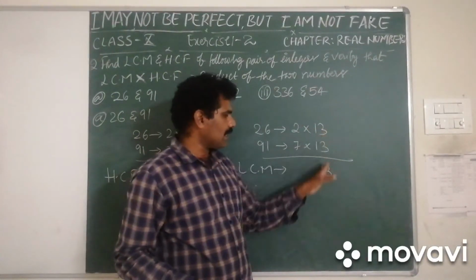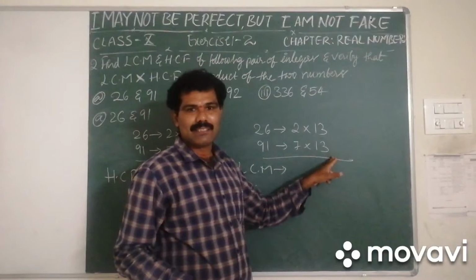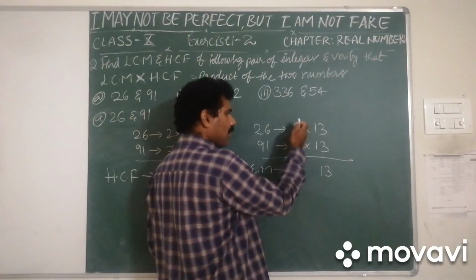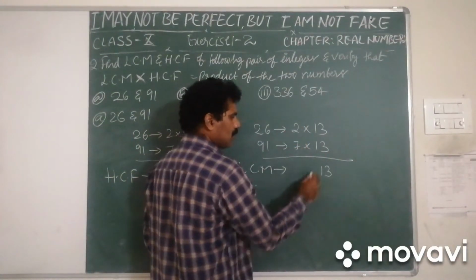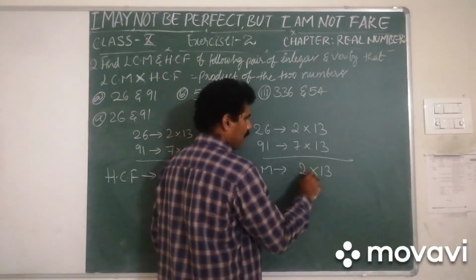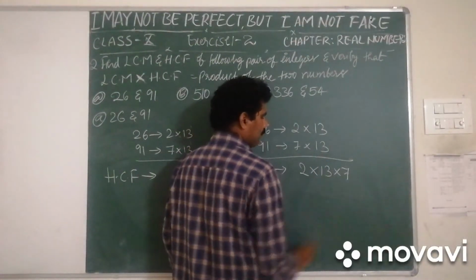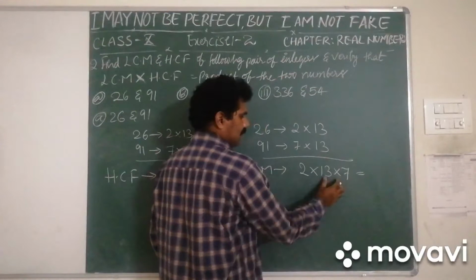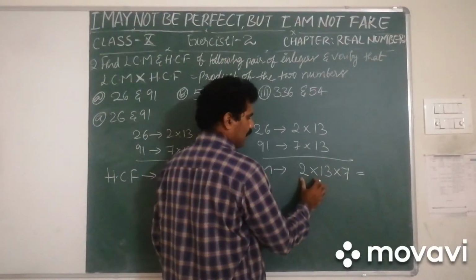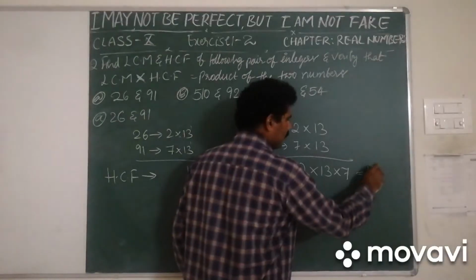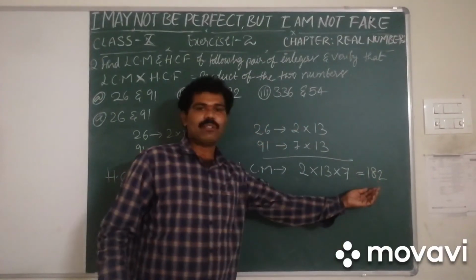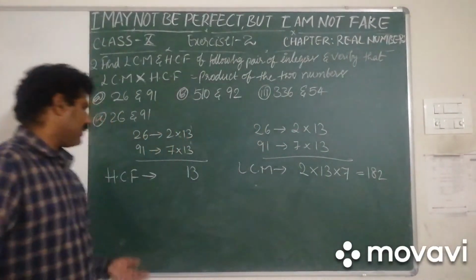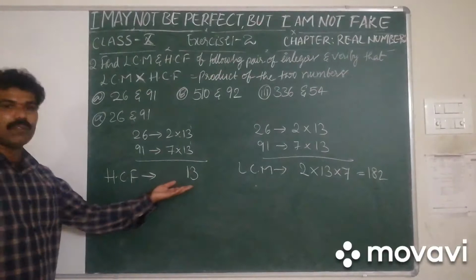Once after taking the common factor down with the maximum power, the rest of the values that you are having, you have to take down. So 2 is here and 7 is also here. Now take the product of this. 13 sevens are 91, 91 twos are 182. Now the LCM for 26 and 91 is 182, and the HCF for 26 and 91 is 13.